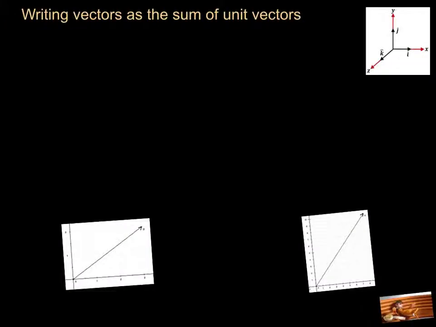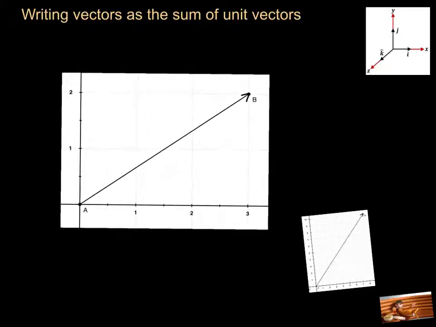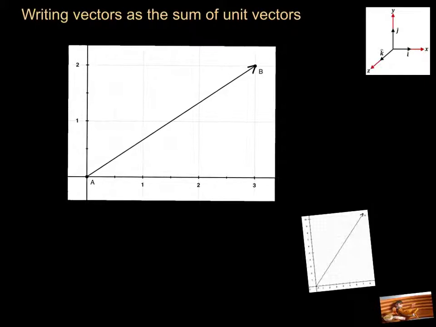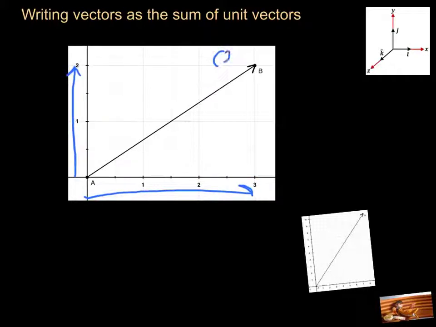Now that we have an idea of what a unit vector is, let's take a vector and write it as the sum of unit vectors. All right, well, this vector right here, we'll use this one as our example. And if we just used our normal labeling system, well, that's what we did. Let's see what we got. We got 3 on the x, and we got 2 on the y, so that would be 3, 2. Okay? But I want to express this as the sum of unit vectors.